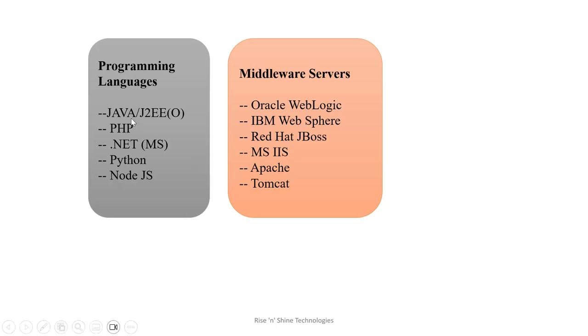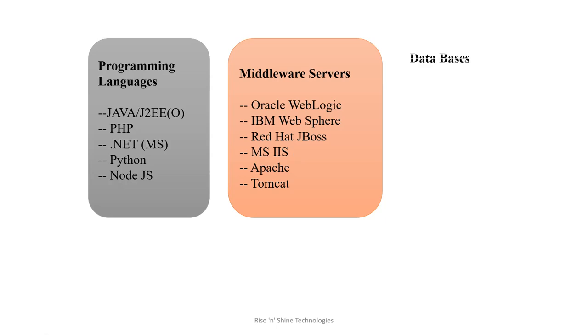So if I choose Java, then I need to go for only Java-based servers. Or if I choose .NET, I need to use only IIS. I cannot use other servers. So that's why we say they're all tightly coupled.